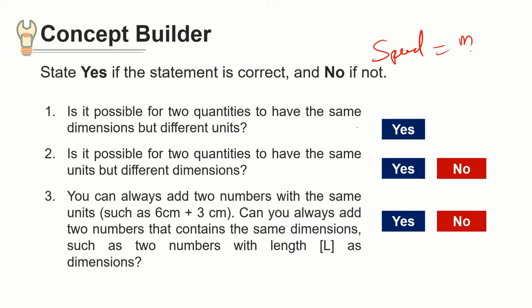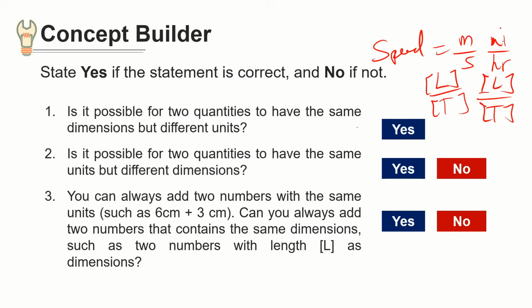Pwedeng measured siya in terms of meter per second and miles per hour. So they have the same dimension. So yung meter per second have length over time. Yung miles per hour naman natin, meron din tayong length over time. Pero kung makikita natin, yung unit description niya is magkaiba, kasi yung isa in terms of meter per second, yung isa in terms of miles per hour. So therefore, it is possible for two quantities to have the same dimensions but different units.